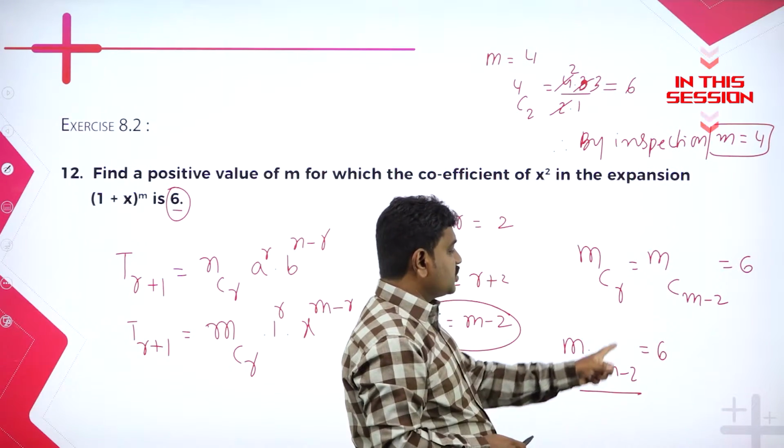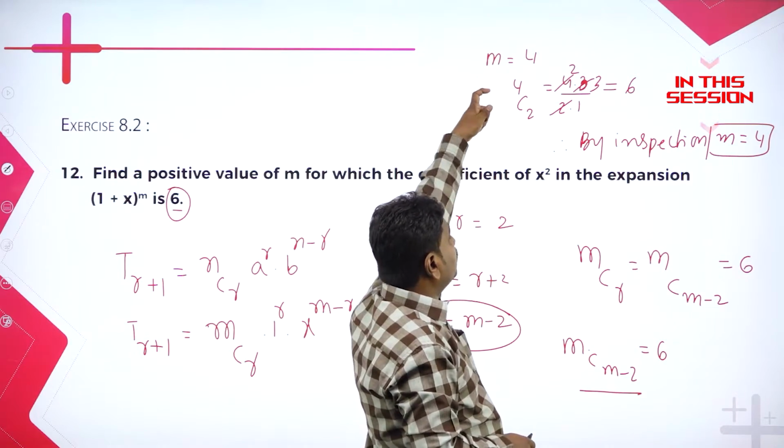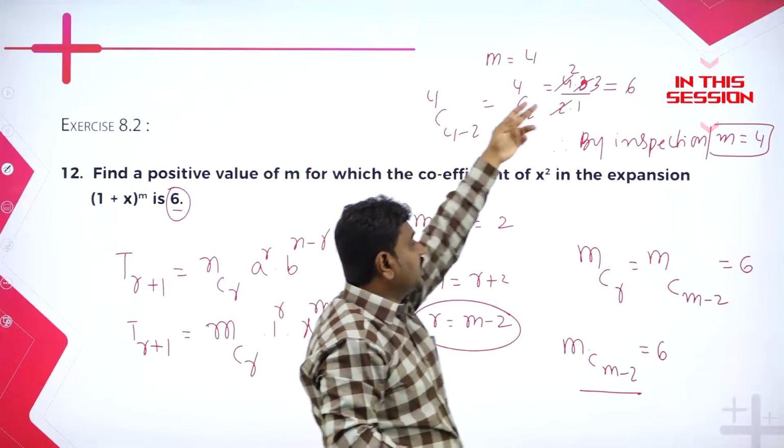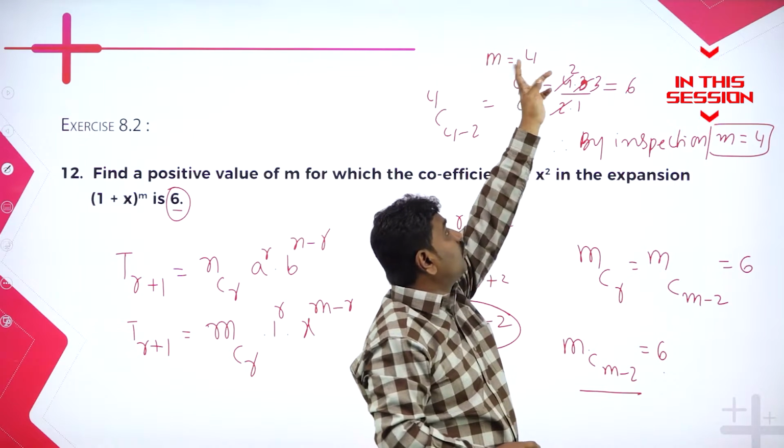You can leave it here also. So choose LHS. mC(m minus 2) should give you 6. I trialed with m is equal to 4. I got the answer. So I am getting RHS. RHS is 6. I got 6. So m is equal to 4. Worked out. By inspection, m is 4.